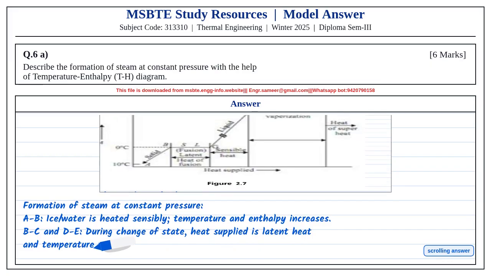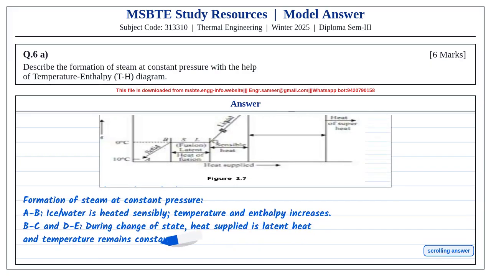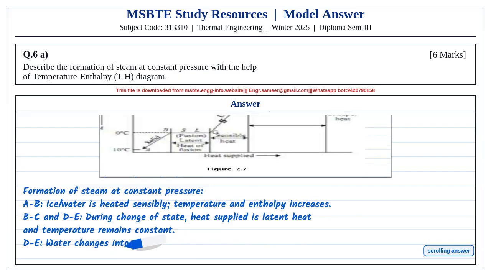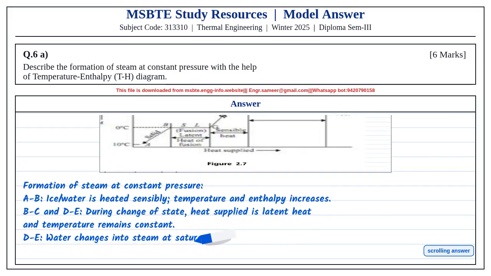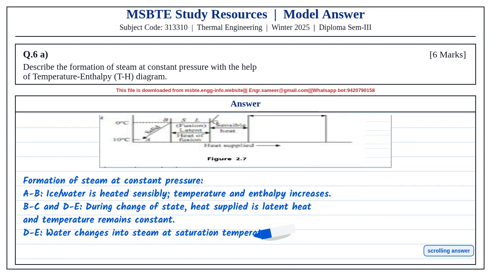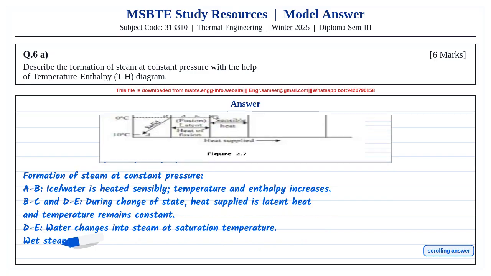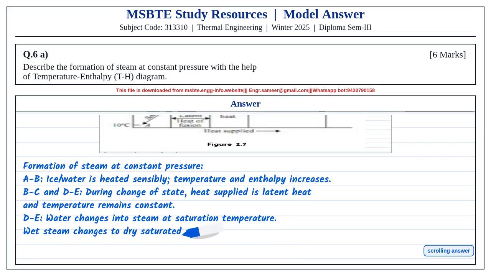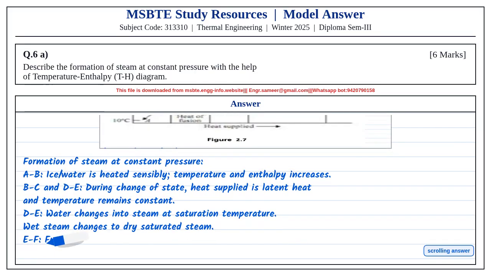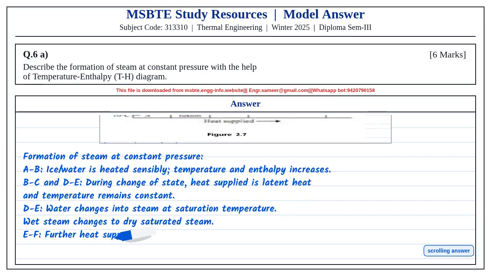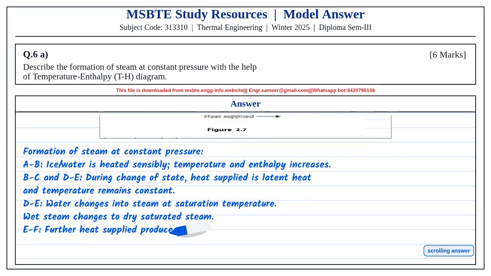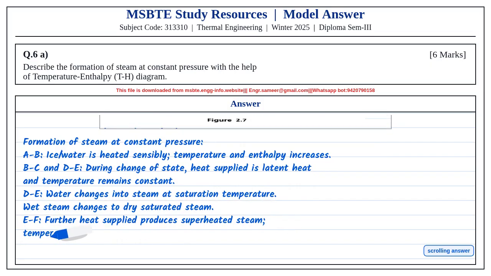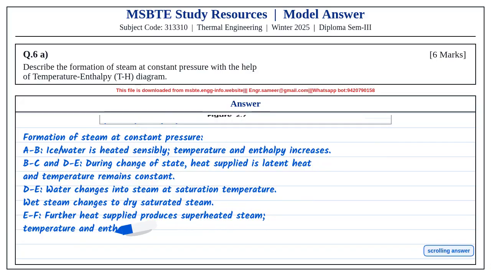Now let us read the answer. During AB, ice or water is heated sensibly and temperature and enthalpy increase. During phase change, heat supplied is latent heat and temperature remains constant. During DE, water changes into steam at saturation temperature and wet steam changes to dry saturated steam. During EF, further heat produces superheated steam and both temperature and enthalpy increase.